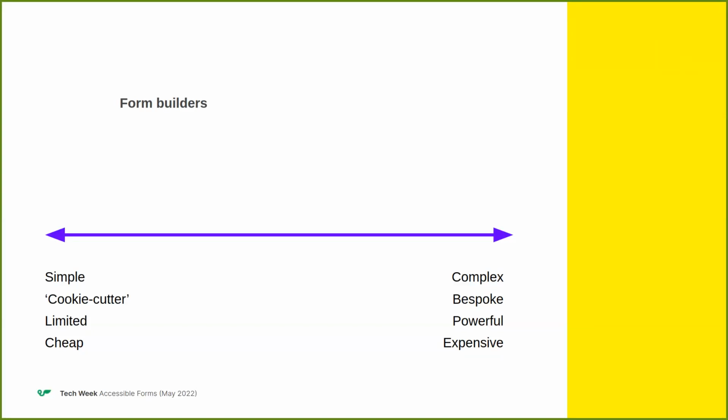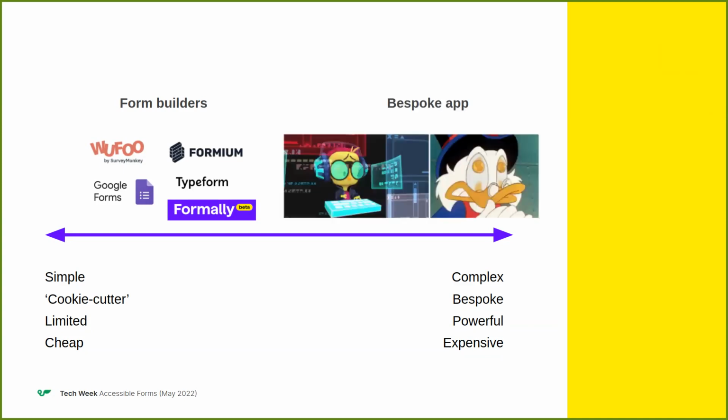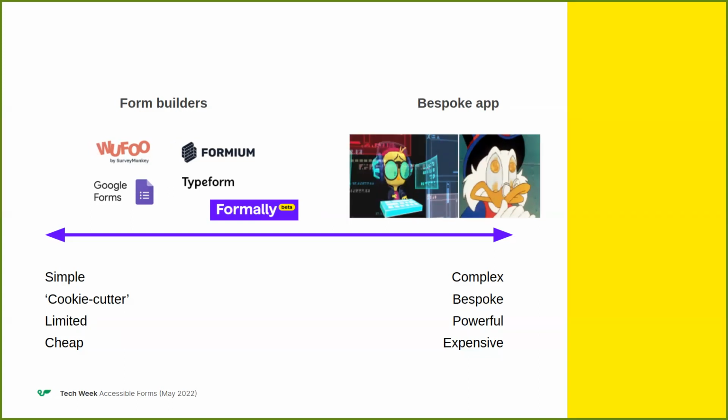So of course, we're going to have form builders on the left. And here's a bunch of popular form builders, such as Wufoo, Formium, Google Forms, Typeform, and Formally. And on the right, we might have bespoke app development, which of course means hiring developers and thinking a lot about money and scope creep and all of that kind of stuff. The thing to keep in mind, though, is that as form builders become more powerful and as they include more accessibility features, the line between these actually starts to change. It means that the form builders start encroaching on the space that once required bespoke apps. Squash, there you go. And that leads to Springload's new form builder, which is called Formally.